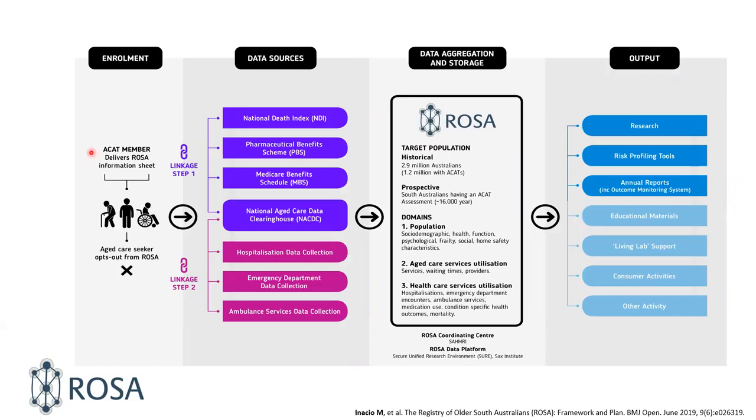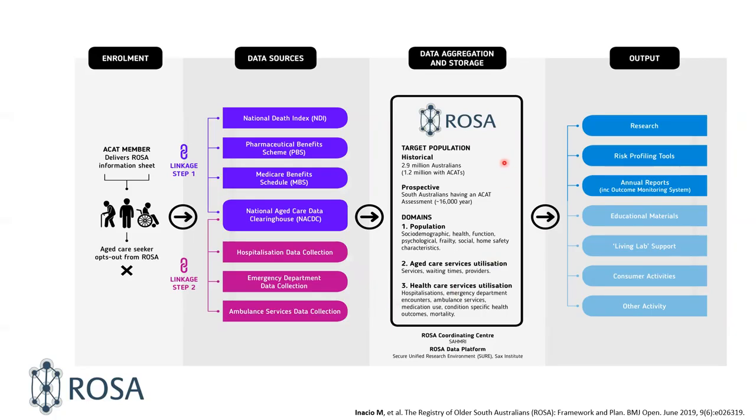An aged care assessment team member delivers a ROSA information sheet to a potential participant. The aged care seeker has the option to opt out from ROSA. The data sources include the National Death Index, the PBS, the MBS, and the National Aged Care Data Clearinghouse. There are also linkages with hospitalisation data, emergency department data, and ambulance services data.